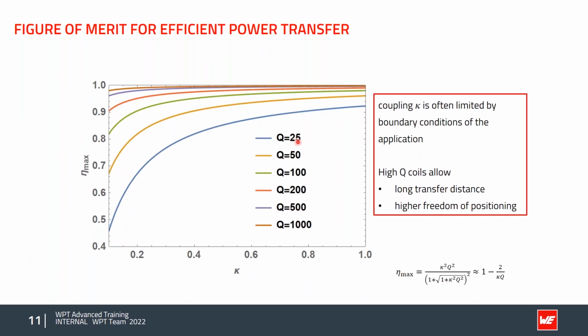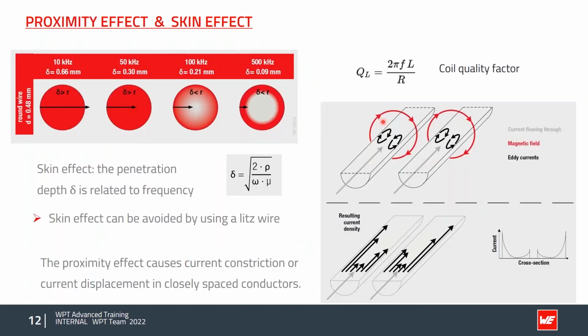When we have a low Q factor of 25, for example, then for a coupling factor of 0.4 we have only 80%, compared to almost 100% for a Q factor of 1000. So if the Q factor is low, then the coupling factor is very significant. That means that high Q coils allow a long transfer distance and higher freedom of positioning. As I mentioned before, the coil quality factor can be calculated with this formula.